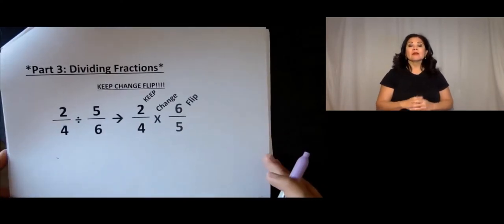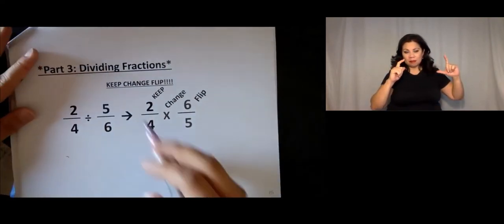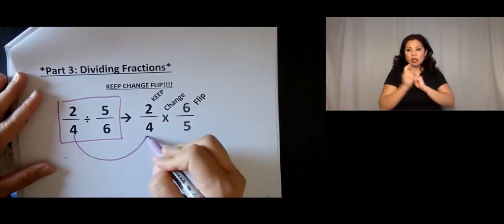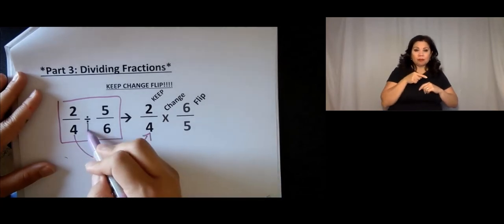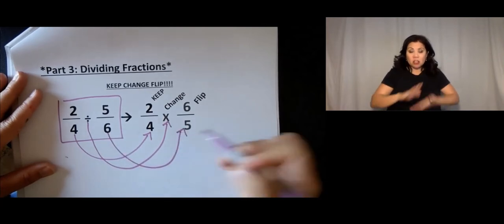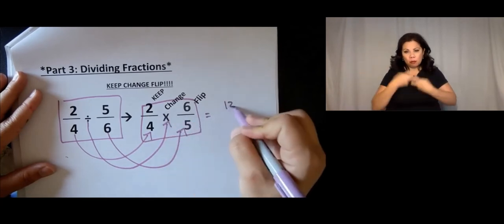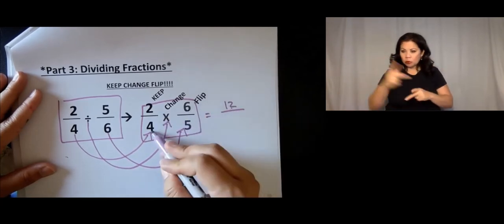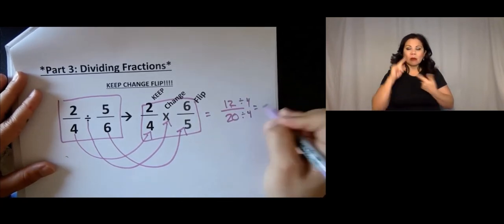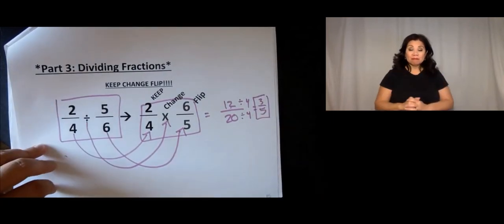So right here is a good visual of what's really happening, in print form from the computer. Keep, change, flip. If this is my original problem, I'm going to keep that one the same, change the division to multiplication, and flip that second fraction. This will be my new problem. From there, I can multiply across. 2 times 6 is 12, 4 times 5 is 20, and then I could simplify and get my answer.